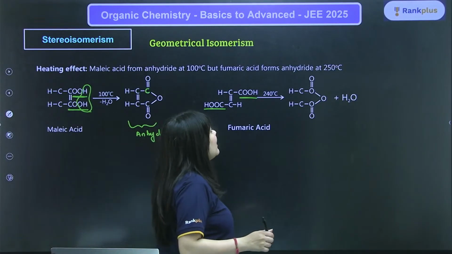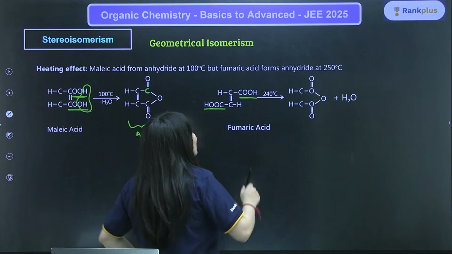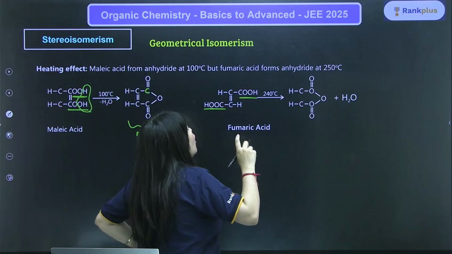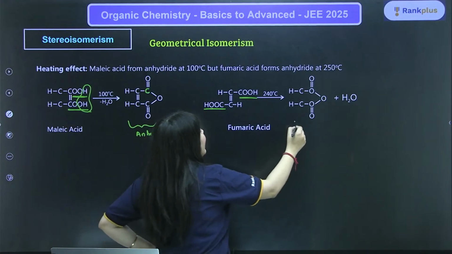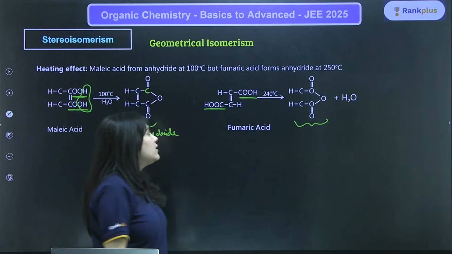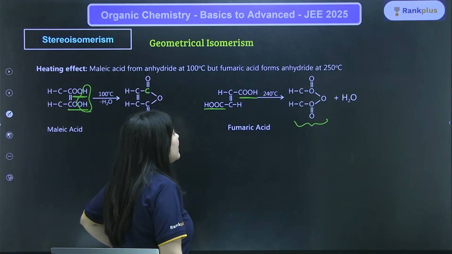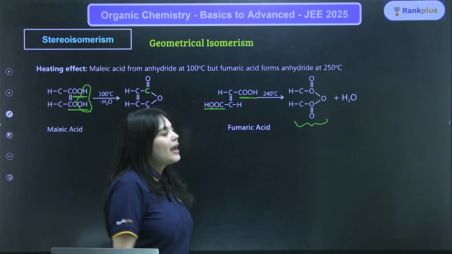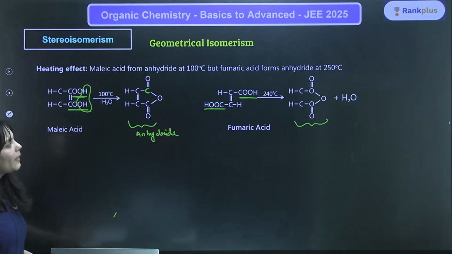Then bacha, what will happen? A very interesting thing happens. Can you see that now only 2 carbons are remaining? Only 2 carbons are remaining, and they are forming an anhydride like this. So this kind of anhydride is formed, very, very important. So both will give different products.